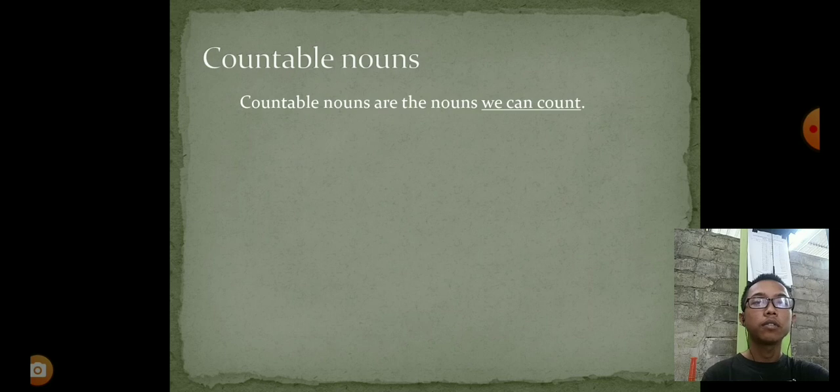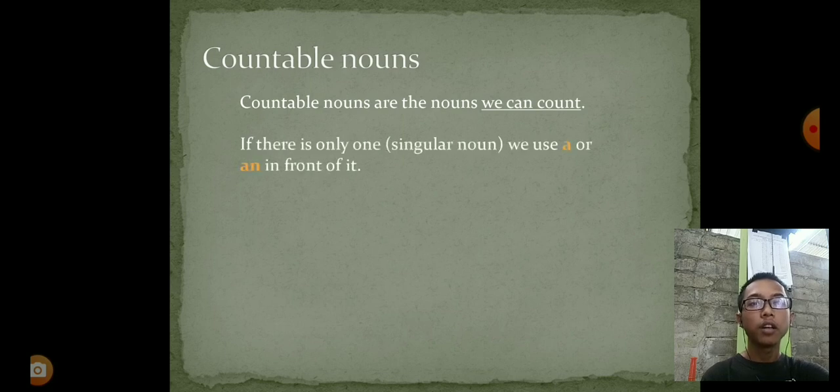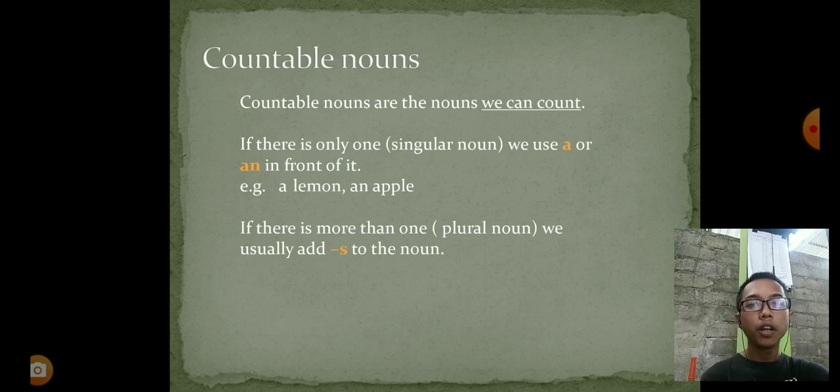What is a countable noun? Countable nouns are the nouns we can count. If there is only one singular noun, we use a or an in front of it. For example, a lemon, an apple. If there is more than one, or a plural noun, we usually add s to the noun. For example, apples, lemons.